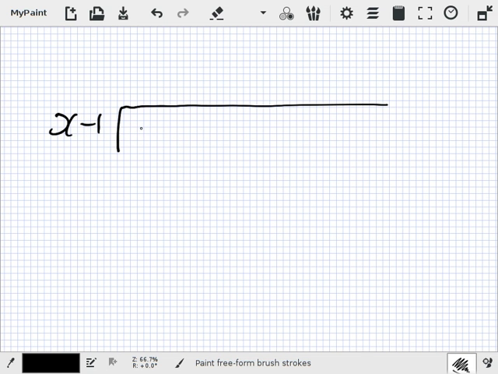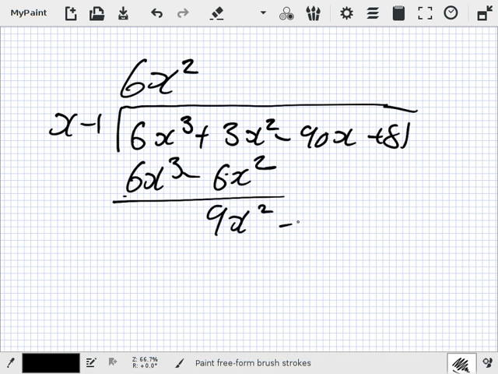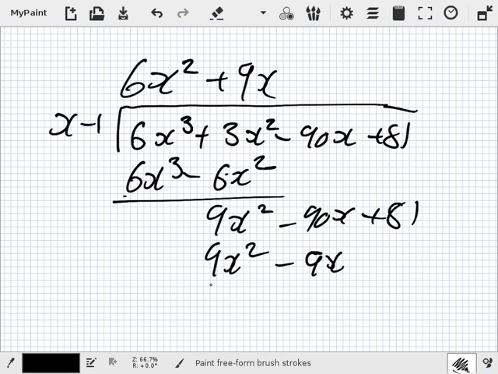Hold on, write it down again. Right, so what's the first one here? 6x squared. 6x cubed minus 6x squared, right? 9x squared minus 90x. Next is 9x. 9x squared minus 9x. Minus 81x. Plus 81. Minus 81. Yeah, fine. That's the answer for that. Again, no problems, right? Now, part 3.